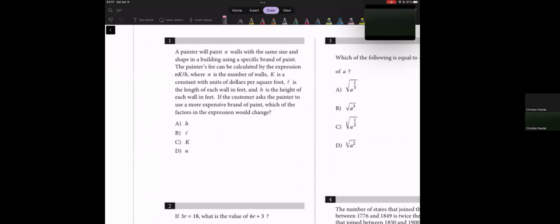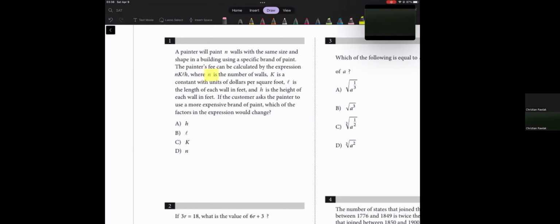So for starters, a painter will paint n walls with the same size and shape in a building using a specific brand of paint. The painter's fee can be calculated by the expression NKLH, where n is the number of walls, k is the constant with units of dollars per square foot, L is the length of each wall in feet, and H is the height of each wall in feet. If the customer asks the painter to use a more expensive brand of paint, which of the factors in the expression would change? Well, we're talking about more expensive, we're talking about definitely money.